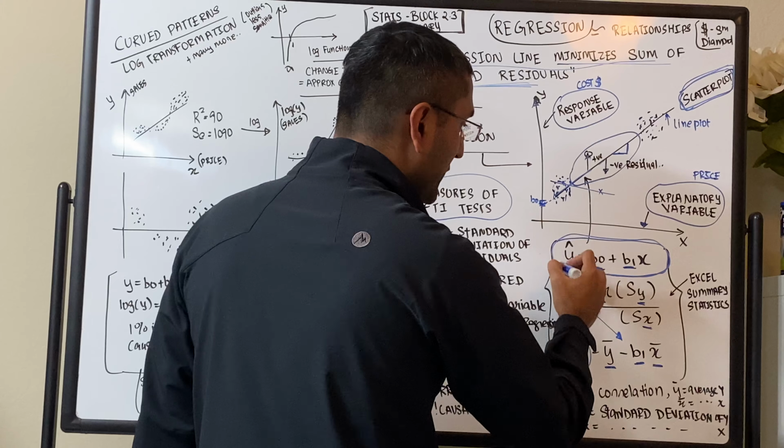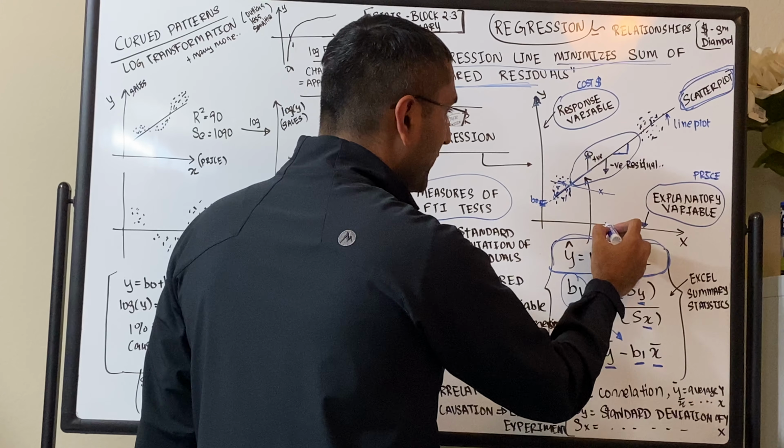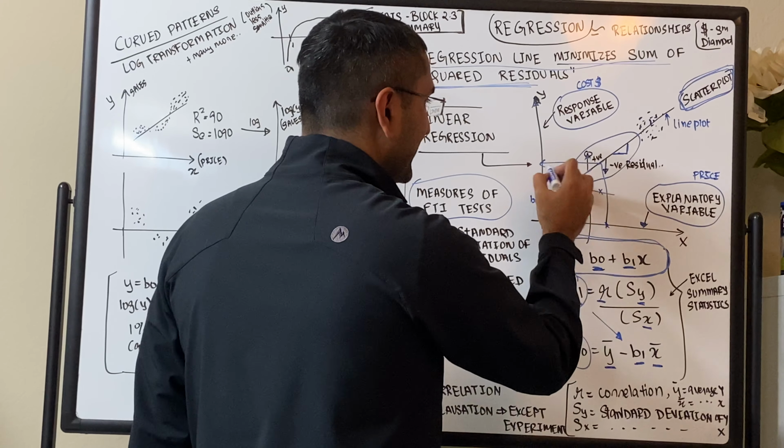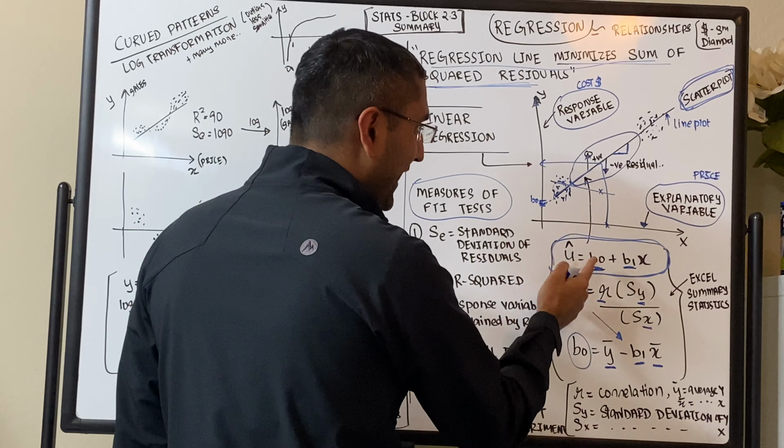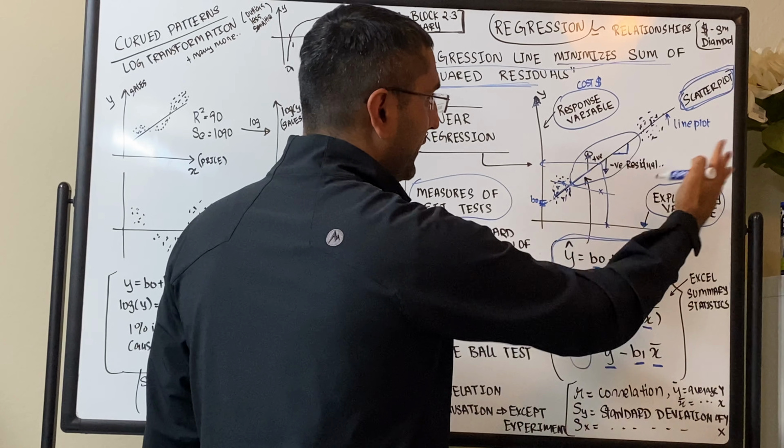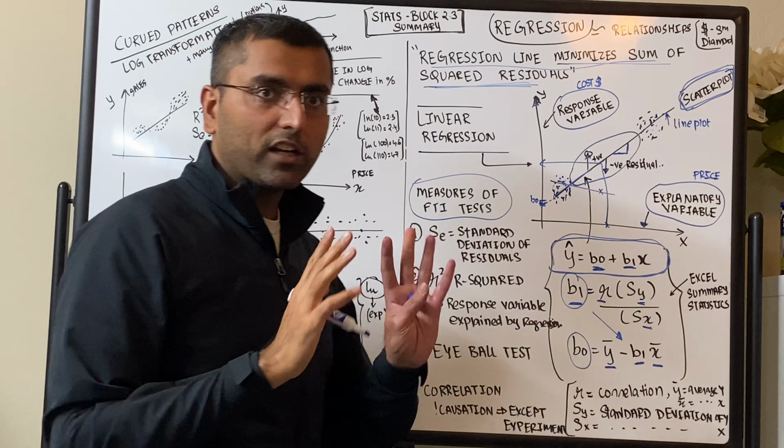Once we have the line's equation, for any given point, we can predict what the price would be. So that's the beauty. We get the line, then we can plot it for any different point. But there is this trick.